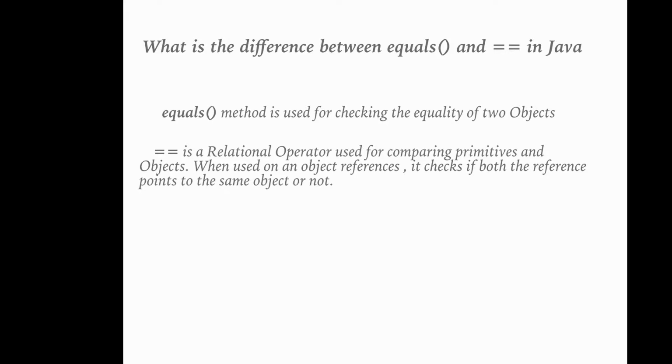Now what's the difference between equals and double equals in Java? The equals method is used for checking the equality of two objects, and double equals, which is basically a relational operator, is used for comparing primitives and objects as well. When used on an object reference, it checks if both references point to the same object or not. Now let's see an example in practical and understand more about the concept behind equals and double equals.